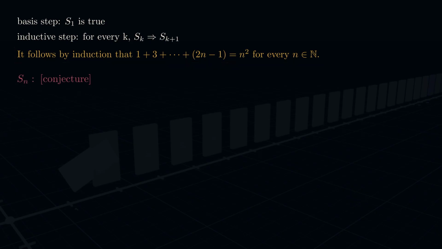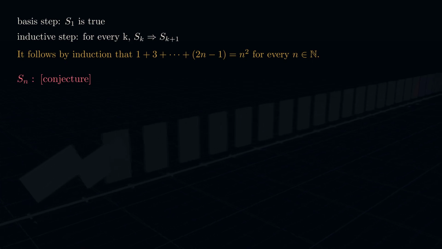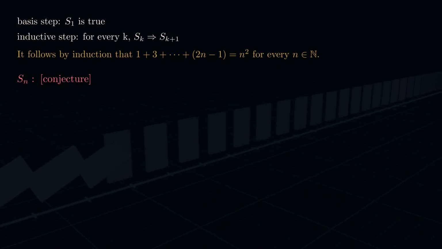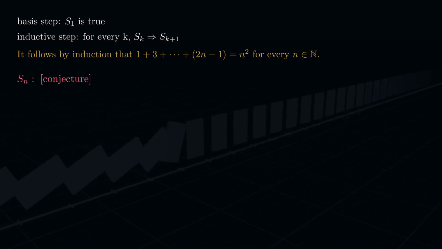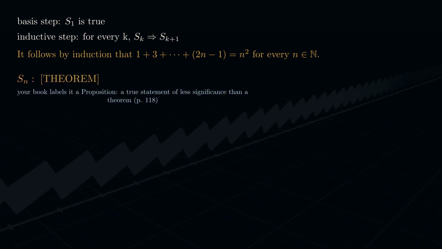Forever. Watch it run. Domino 1 is down. By the step, domino 2. By the step, domino 3. Domino 4. And on, past every number you will ever name, because the argument never needed to know which k it was pushing. The conjecture is now a theorem.